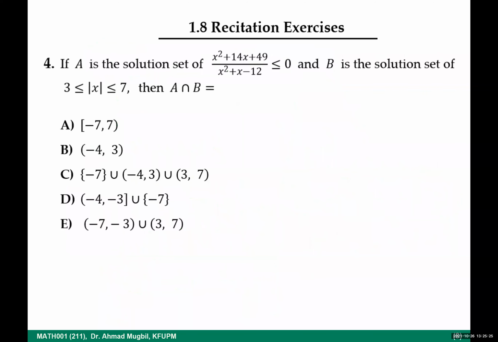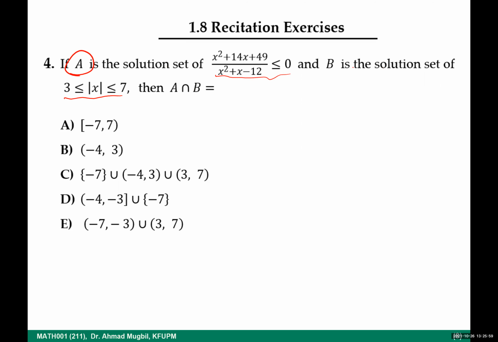As you know, now for this, we have time. Yes, we have time for this one. This is a good question because it is 1.7 and 1.8 together in one question. How to solve it? Read it. If A is the solution set of this and B is the solution set of this, then what is A intersection B? What will we do? One by one. We will find A, then we will find B, then we will find the intersection.